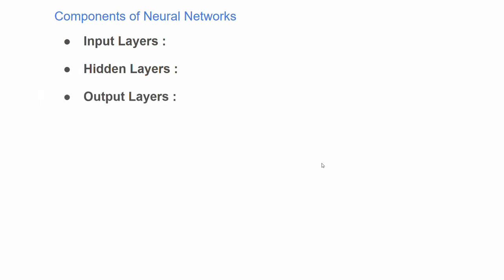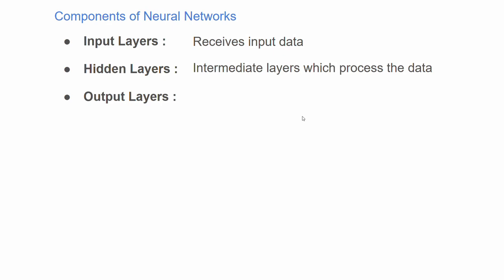And next, what are the components of neural networks? It consists of three layers: input layers, hidden layers, output layers. What does the input layer do? Input layers get the information, get the data. This is the entry point. Then what does the hidden layer do? Hidden layers are an intermediate layer which processes the data, and then it feeds into the output layers. Output layers give the final output.